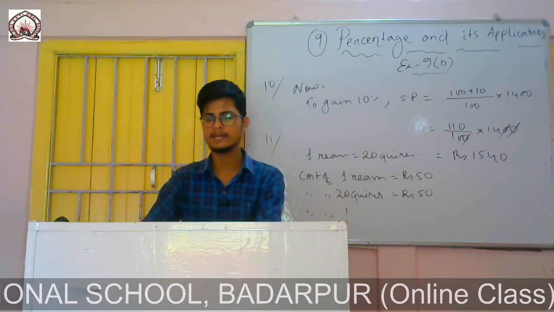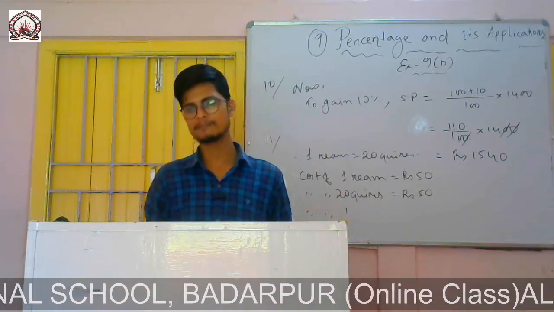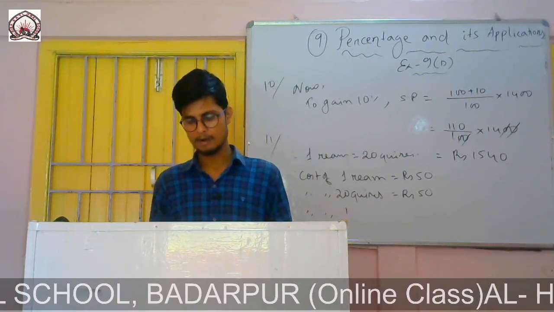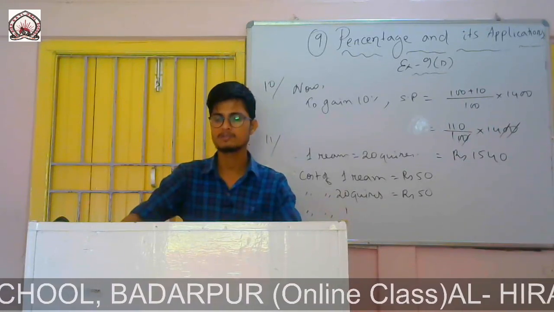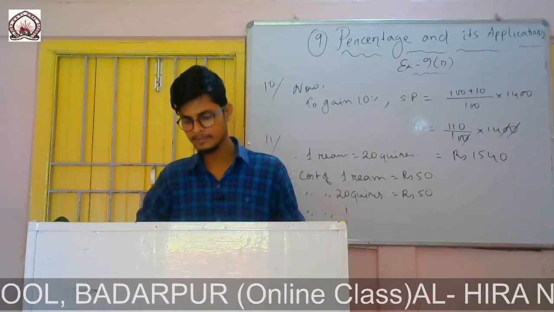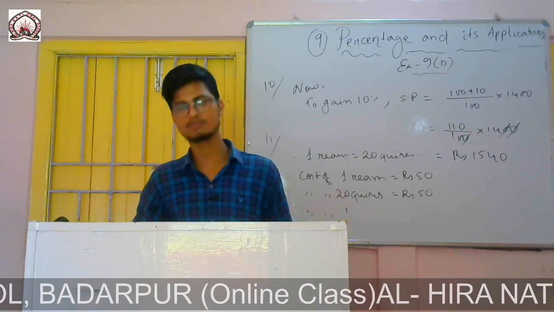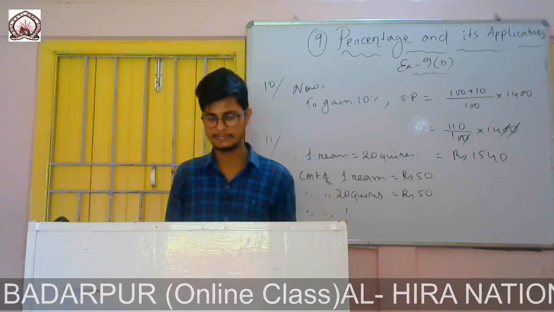Then simply, the gain is given as 20%. So you simply solve this one. We know the formula to find SP: SP equals (100 plus gain percent) by 100 into CP. That means 120 by 100 into 2.5. You simply solve this one and you will get the answer.